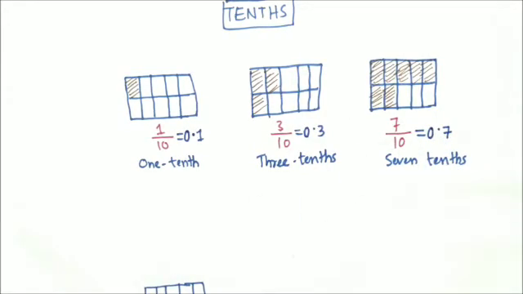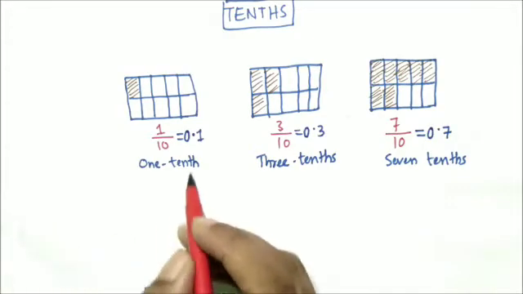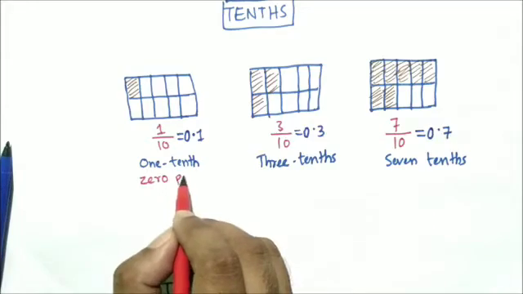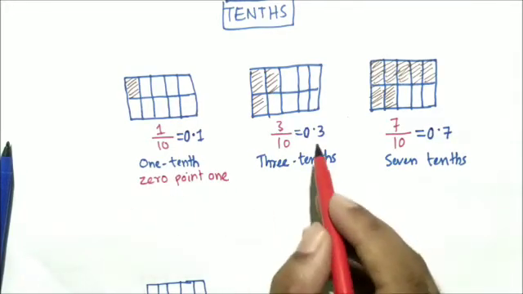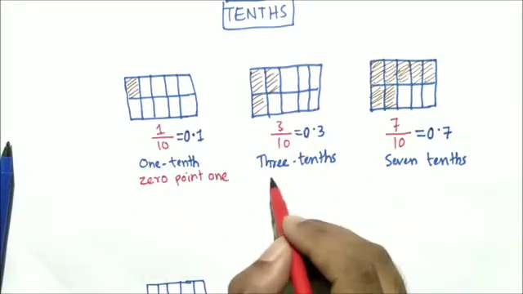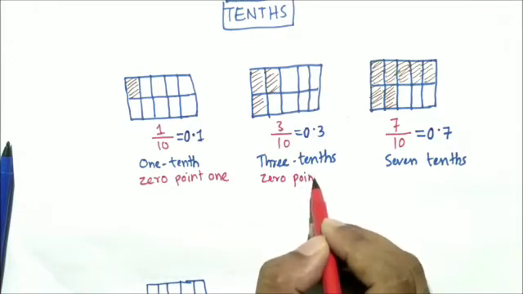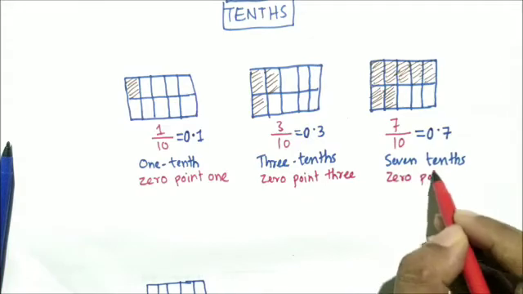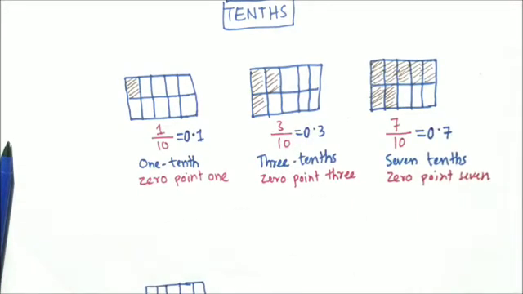Now this 0.1 is read as 0.1, correct. This 0.3 is read as 0.3, and this is read as 0.7, correct. I hope you are understanding this one. Very simple it is, huh? We are starting with very simple things.